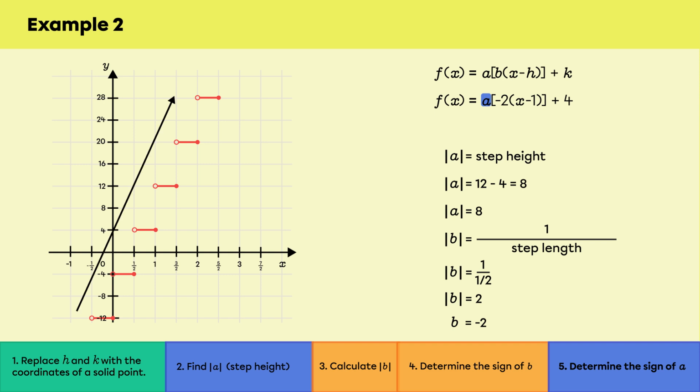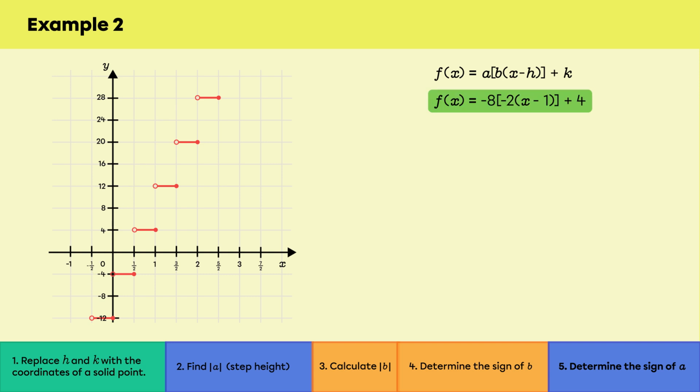Step 5. Determine the sign of parameter a. Since the function is increasing, a and b have the same sign. Since b is negative, a is also negative, so a equals -8. Therefore, the rule of this function is f(x) = -8 multiplied by the greatest integer of -2 times (x - 1), plus 4.